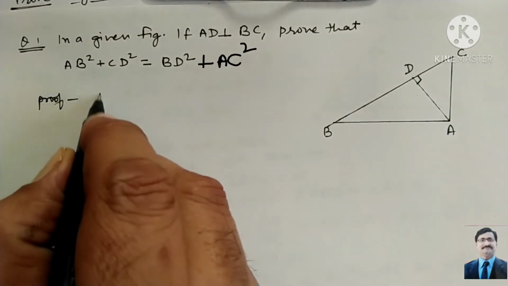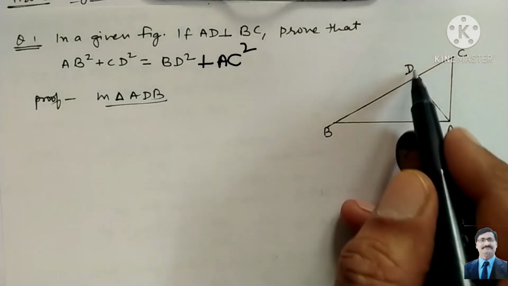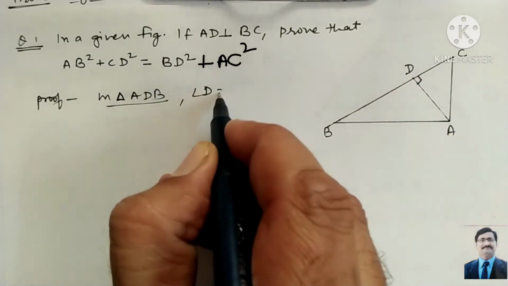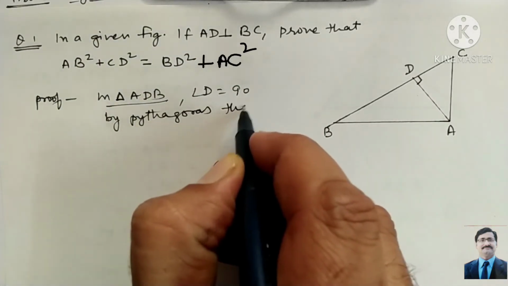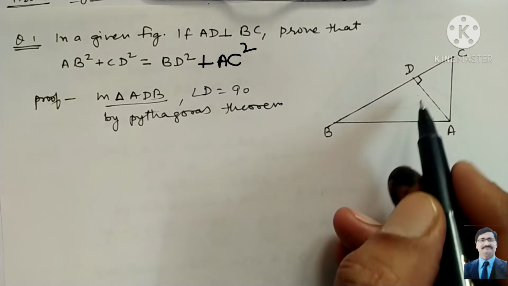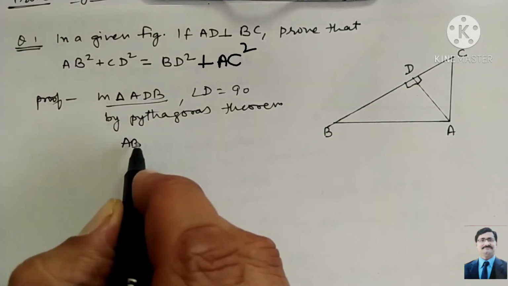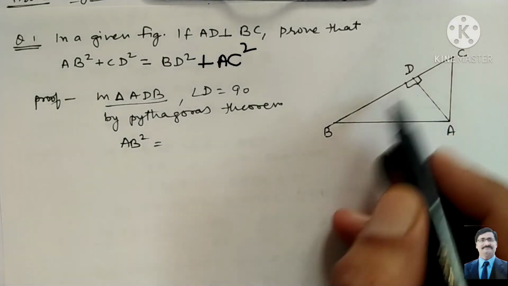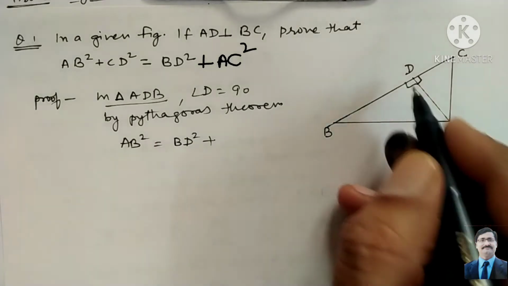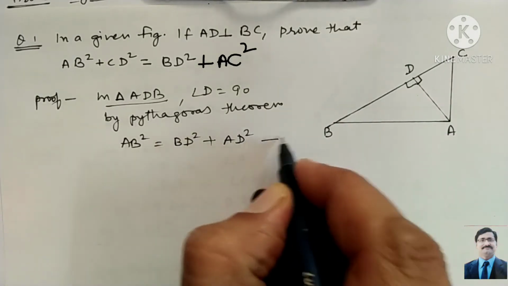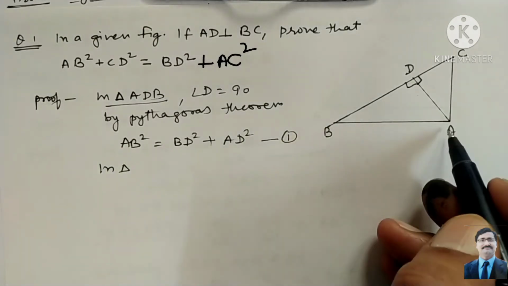First we try in triangle ADB. This triangle is ADB. Here angle D equal to 90 degrees. So by Pythagoras theorem, we can write here, opposite to angle D is AB. So we can write here AB square equal to BD square plus AD square. This is equation 1.